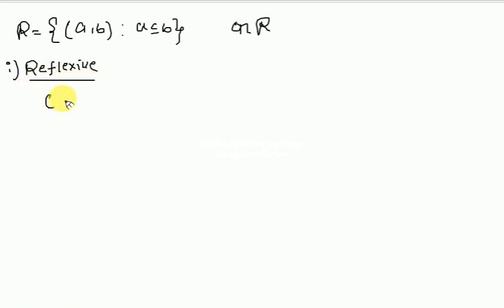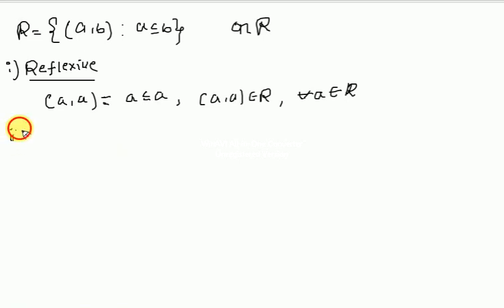To prove it is reflexive, we need to assume (a, a). (a, b) means a ≤ b, so (a, a) means a ≤ a. We know that a ≤ a is a true statement. Therefore, (a, a) belongs to R for all a belonging to the set of real numbers. Therefore, it is reflexive.